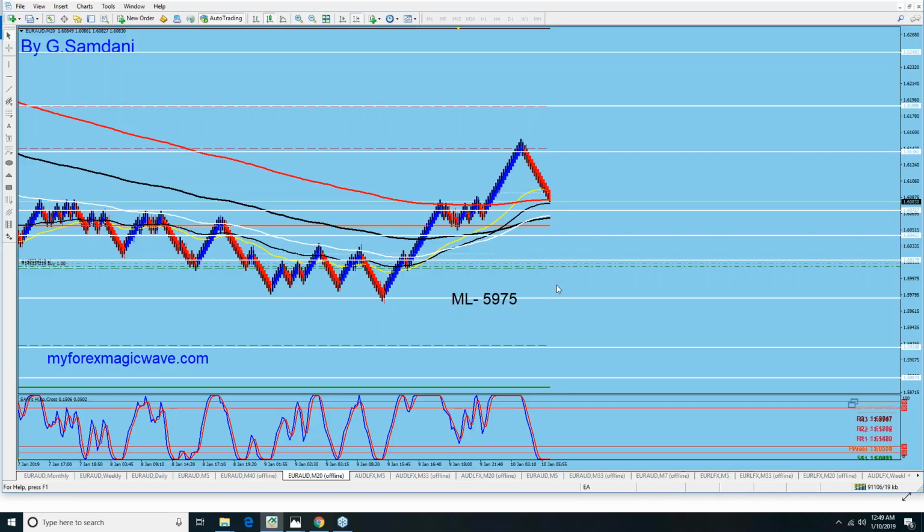But so far, CAD yen, my CAD index chart, my Aussie index chart, are right on track, doing what they're supposed to do, right? So let's see, and I'll keep in touch, and I'll make another video maybe in a few hours, and let you know if I took this one and what happened to this chart.